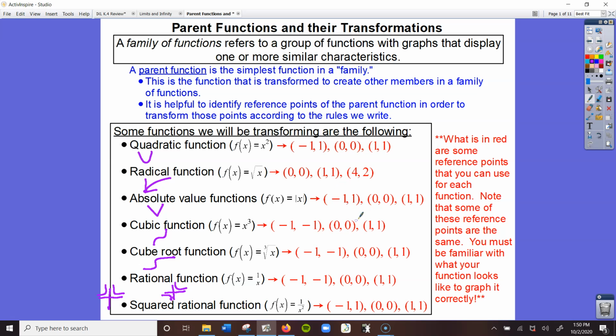So these reference points, the ones in red, are the ones that we're going to use when we're doing our transformations. And this should all seem familiar in a process that we should be familiar with, because in Algebra 2, I know that we did this a lot.